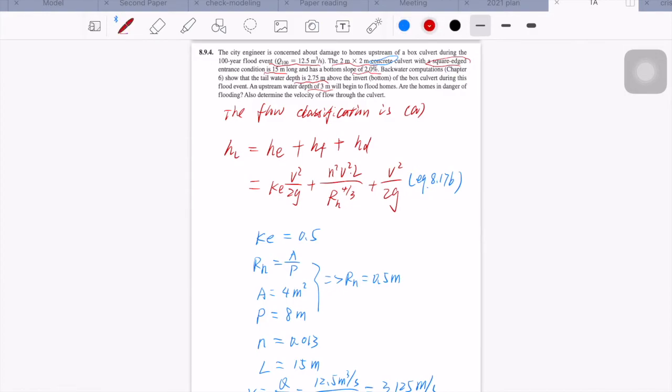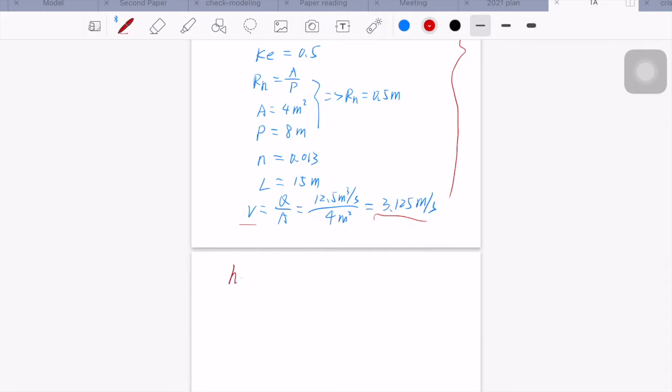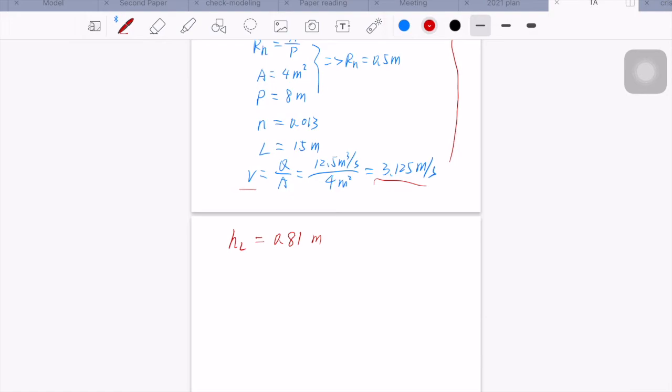So now we can determine the head loss. So the head loss should be equal to 0.81 meters. And then we will balance the energy between the entry and exit and assume the datum at the exit, so we can get the equation. So Yu plus S0 times L equals Yd, the water depth at the downstream, plus the head loss.